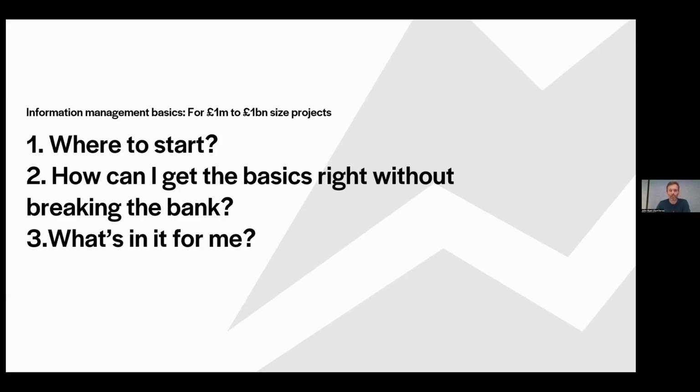Given that Dave and Stephen have covered the first 50 slides of my presentation better than I could, I've had to cut mine down to the last 3 points. The focus of these is on information basics. Whether you're working on a £1 million project or a billion-pound mega project, the commonalities between them are quite similar. As mentioned, I come from a delivery background, so I'm going to focus on those issues that we all experience on live projects, starting with where to start and ending with what you get out of it at the end of a project.